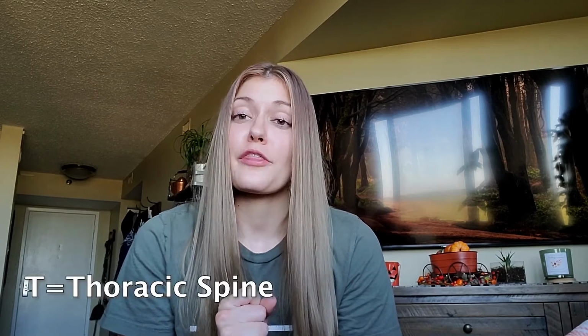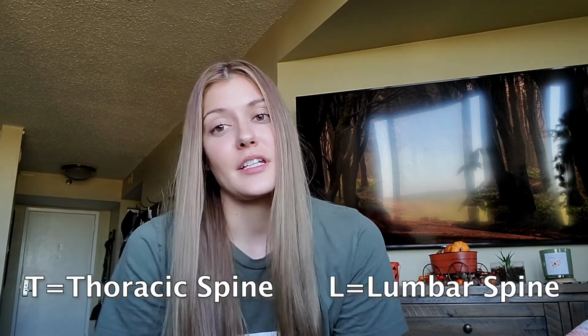So our erector spinae originates on the iliac crest of the pelvis, in addition to our sacrum and the spinous and transverse process of T11 through L5. So when I say T, all that means is that it stands for thoracic spine and L stands for lumbar. So once again, T11 through L5.